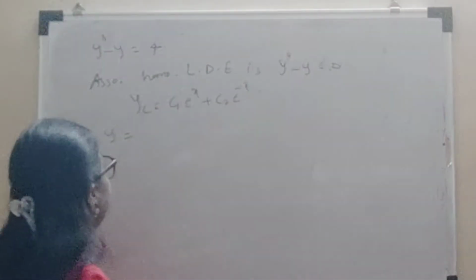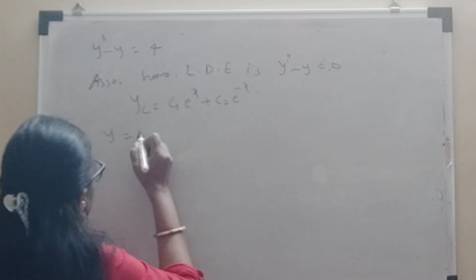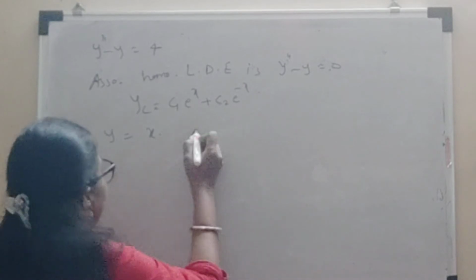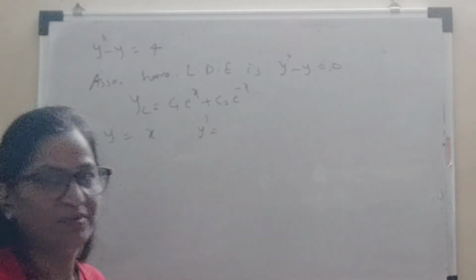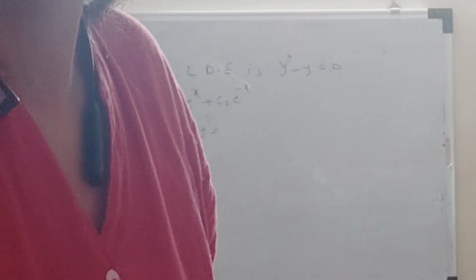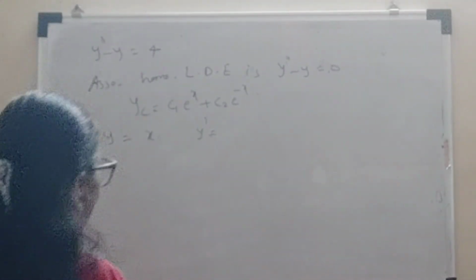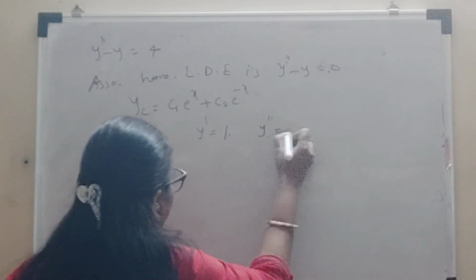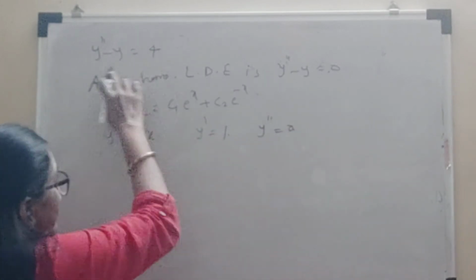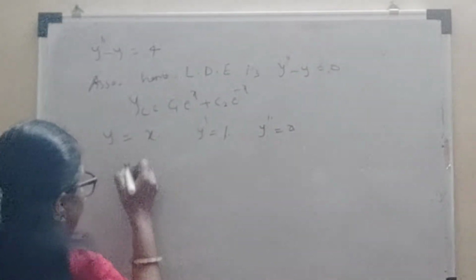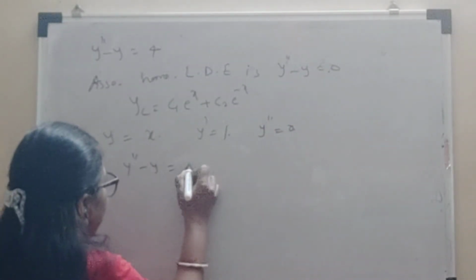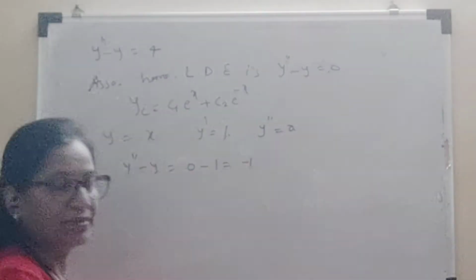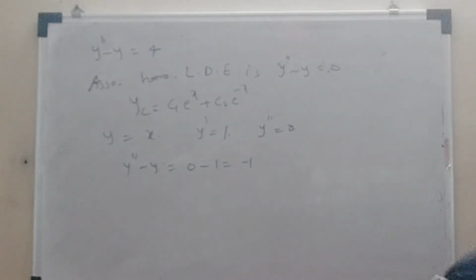Suppose y is equal to x. Then y prime is equal to 1 and y double prime is equal to 0. So this equation is not satisfied, because y double prime minus y in that case is equal to 0 minus x, which is minus x. I need here 4. Okay. So we need some modification.